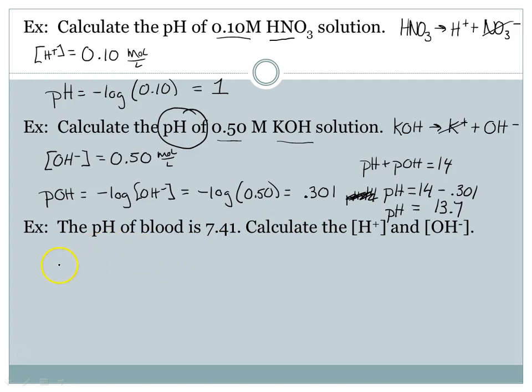So I pull out this example because if you know your pH, we can figure out our concentrations. How can we do that, you might ask? Well, because of this little relationship. If you know your pH, and you do 10 to the negative pH, that's going to equal your concentration of hydrogen ions. So to get to my hydrogen ions, I'm going to do 10 to the negative 7.41. This is the antilog. So now this gives me my concentration of hydrogen ions.